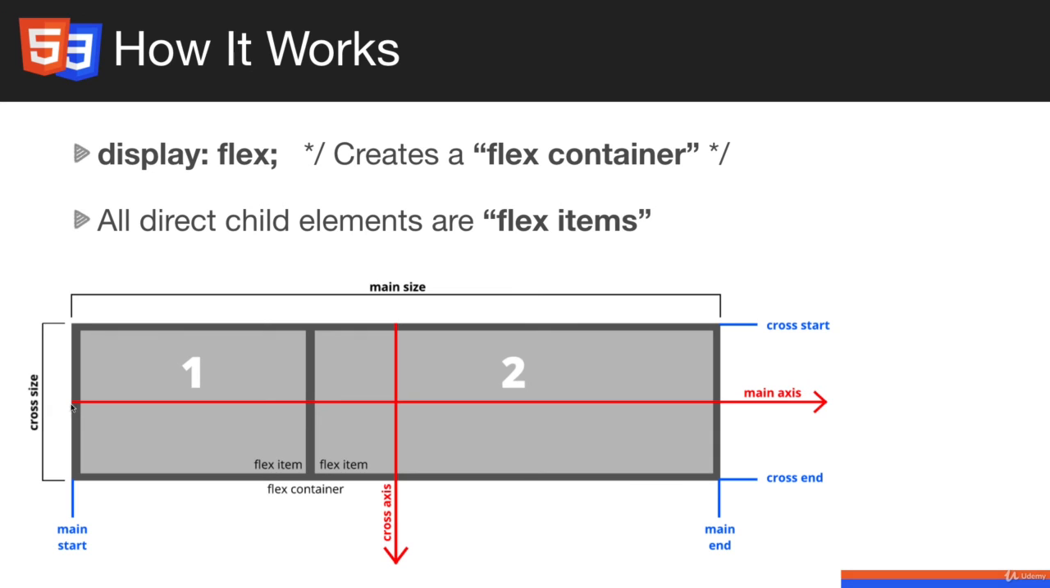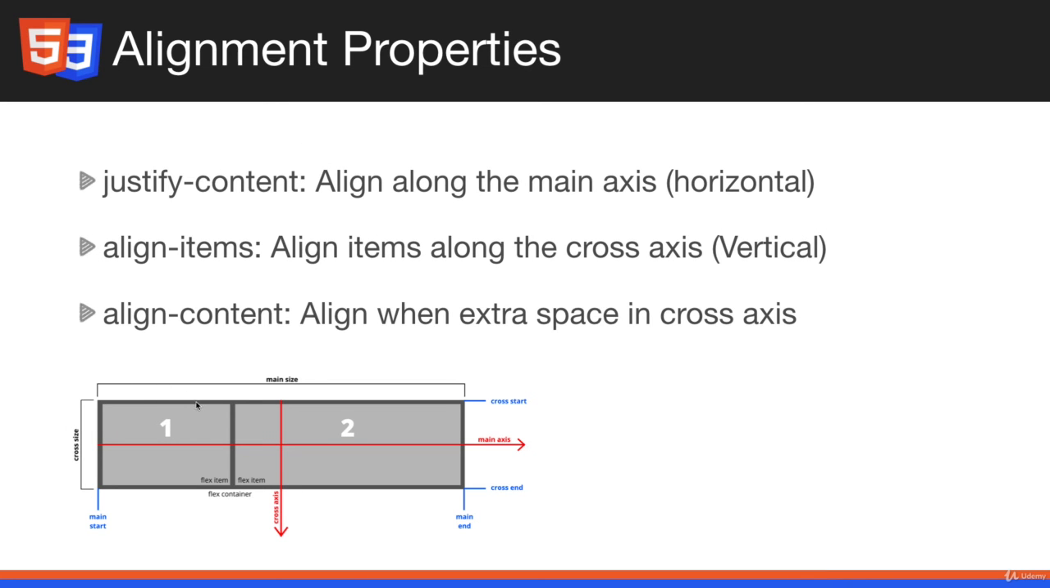Now we have a cross axis which goes up and down, and we have a main axis that goes this way. And there's different CSS properties we can use to align our flex items. So here's some of those properties. So we have justify content, which will align along the main axis, so basically horizontal along this main axis. We have align items, which will align items on the cross axis, so this way, and then align content, which will align when there's extra space in the cross axis. Basically, if we have multiple rows of flex items, it'll align those.